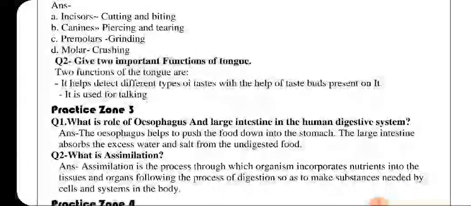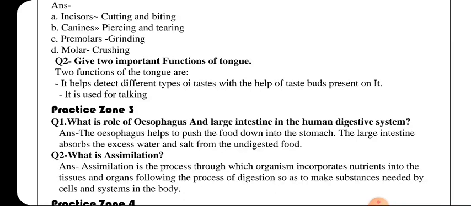Next comes the canines. What are the canines? They help in tearing and piercing, because canines are sharp and pointed from the top, which helps in tearing the food. Next comes premolars and the molars. Their function is quite similar. They help in grinding the food. The hard, solid food we eat is completely ground and crushed by the premolars and the molars. Clear?